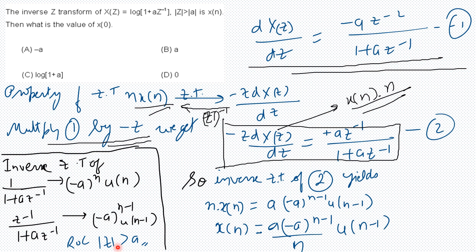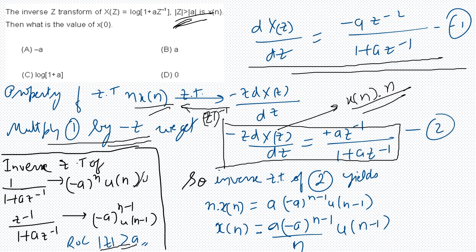Now what we need to see is the inverse z transform of the right hand side. Here we know that the inverse z transform of 1 over 1 plus a z inverse is minus a power n u of n. This holds only when mod of z is more than a. We should always remember this. This ROC is important, because only when mod of z is more than a will this hold.